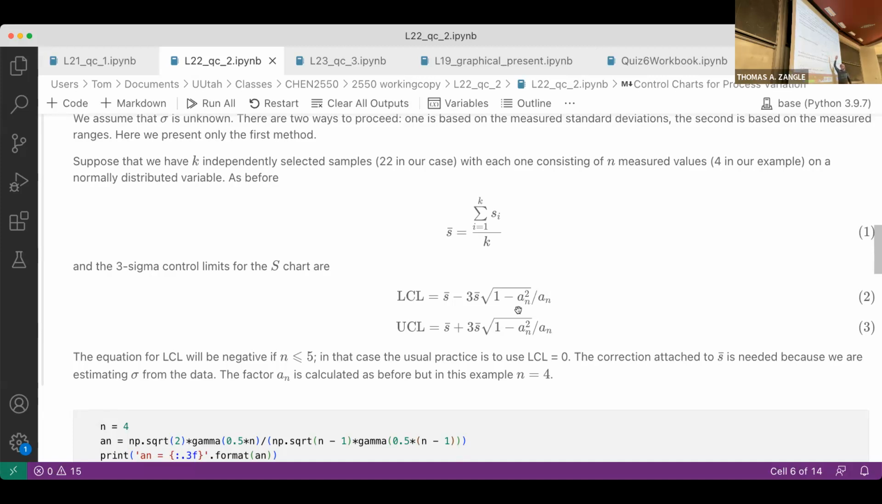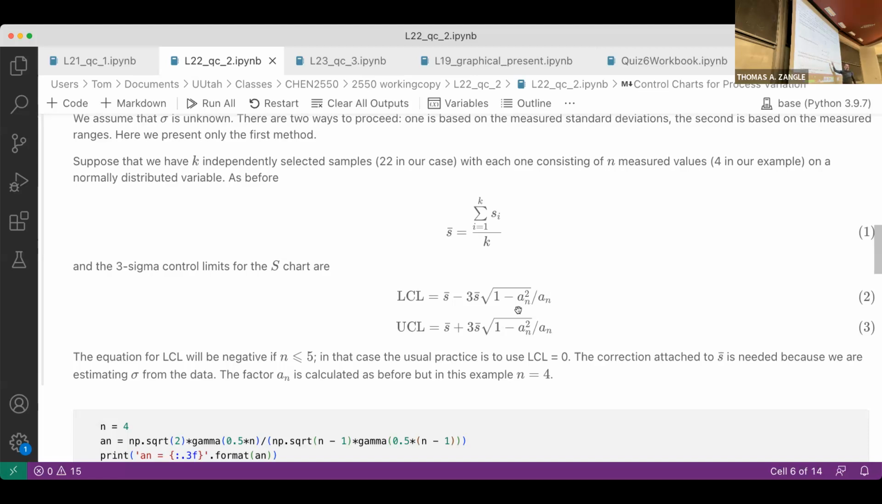And that doesn't really make sense because standard deviation is always positive, right? Standard deviation is the square root of the variance. Variance is always positive. So our standard deviation is always positive. And so it wouldn't make sense to have a negative lower control limit for your variance. It's common practice that if n is less than or equal to 5, or if the lower control limit ends up negative, then we just set the lower control limit equal to 0.